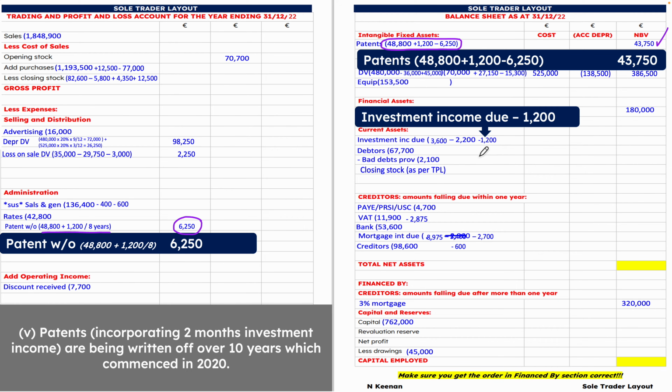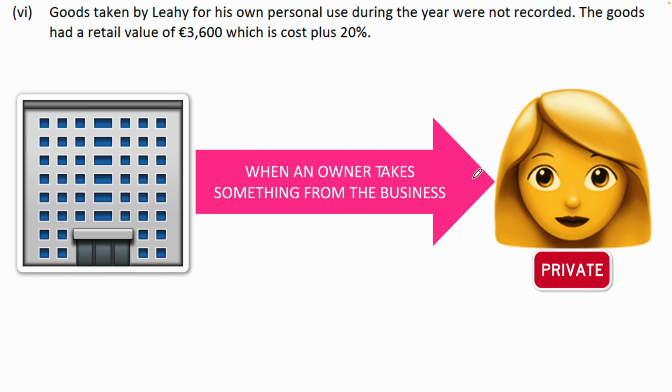Now, we got the 1,200 investment income. So I have to show that I did receive that investment income. So that is going to reduce the amount of my investment income due at the end of the year. Okay, so that is that. Now, that's the patent adjustment done.